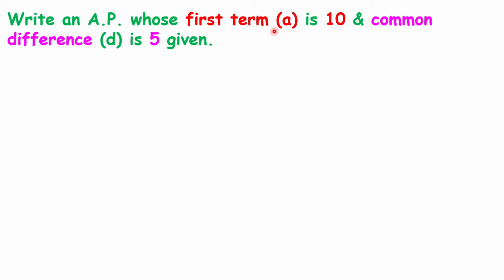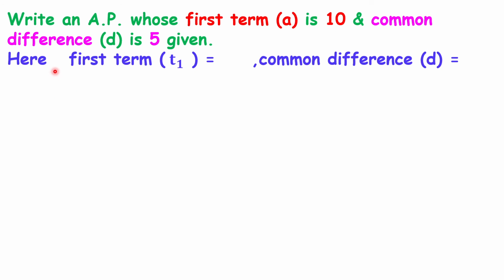Write an AP whose first term A is 10 and common difference D is 5. Here the first term is given, T1 is equal to 10, and common difference D is equal to 5. Now to find the next three terms: how will we get T2? We add the difference D to the first term. T2 is equal to T1 plus D. T1 is 10 and D is 5. 10 plus 5 is equal to 15.